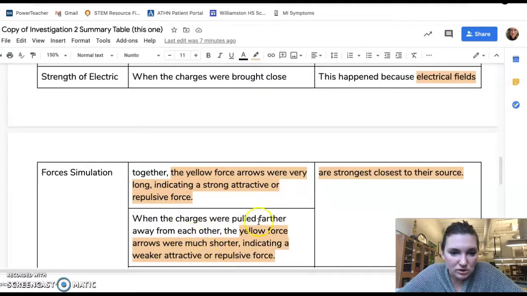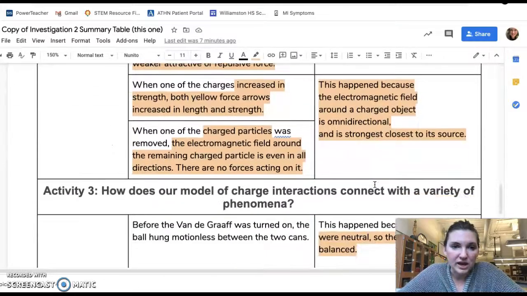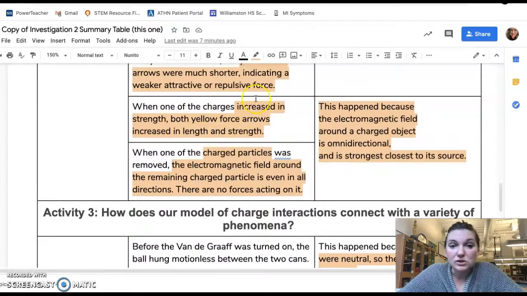So when the charges are pulled farther apart, the yellow force arrows are much shorter, indicating a weaker attractive or repulsive force. And this happened because electric fields, just in general, are strongest closest to their source. Okay, so when one of the charges increased in strength, both yellow force arrows increased in length and strength.